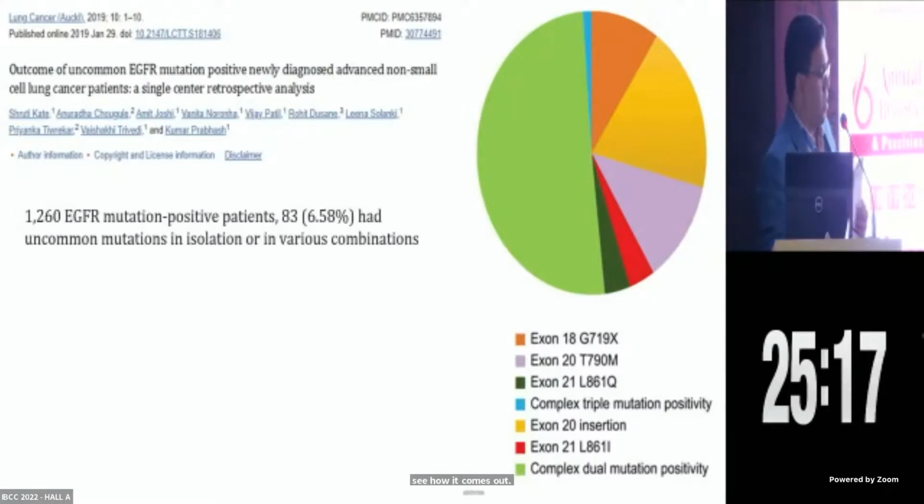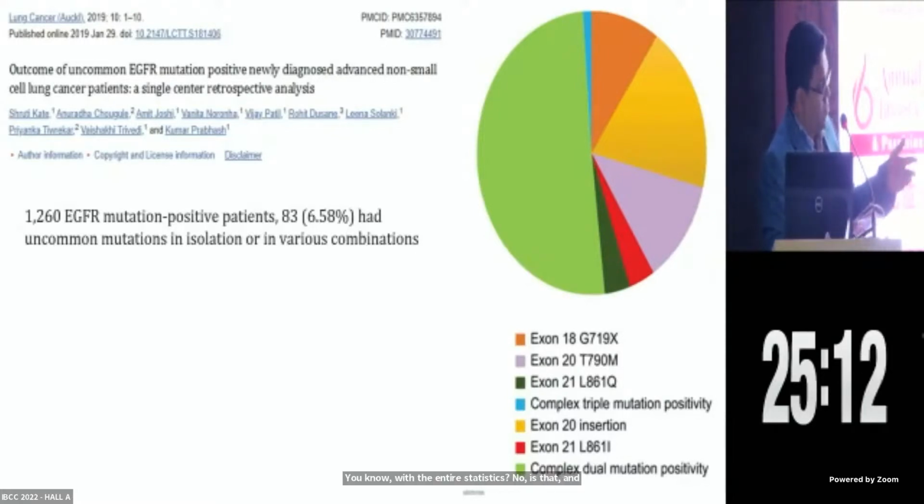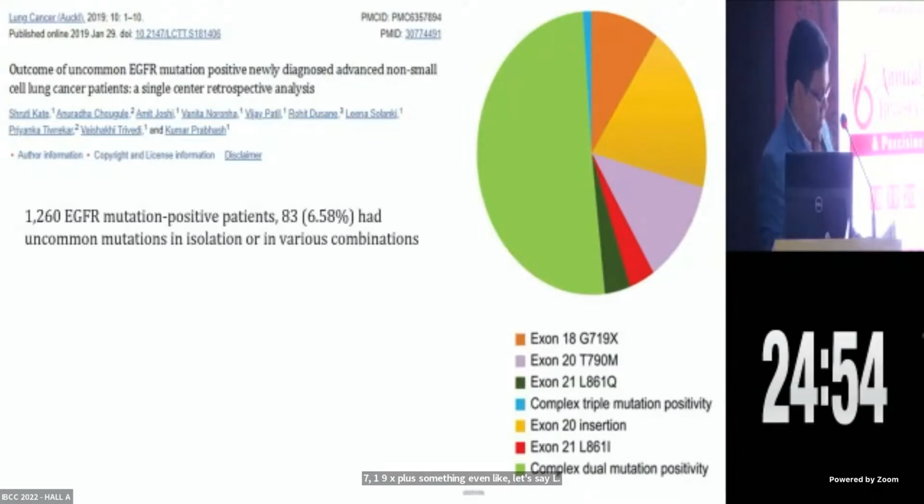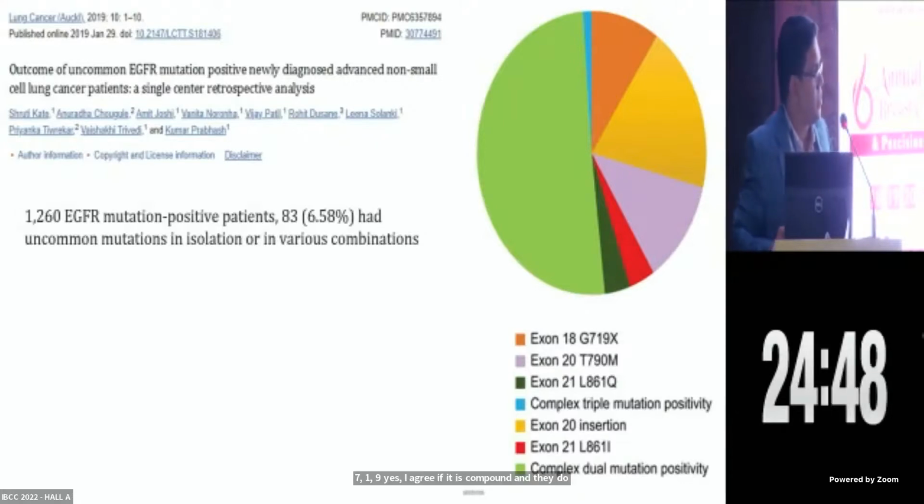Anu, is that also your experience, that compound mutations do better than the single one? Like if you have only G719X versus having G719X plus something, let's say L861Q, they would do better than G719X alone? Yes, sir, I agree. If it is compound, then they do better with TKIs. But if it is alone, then they don't do well with TKI.